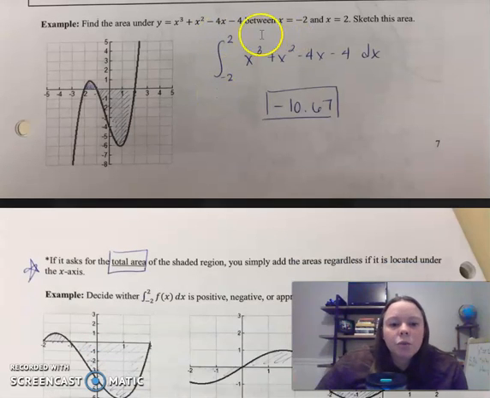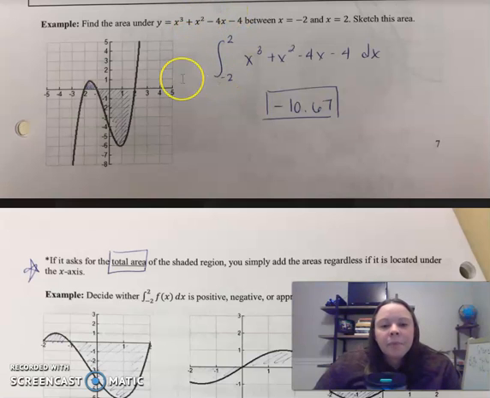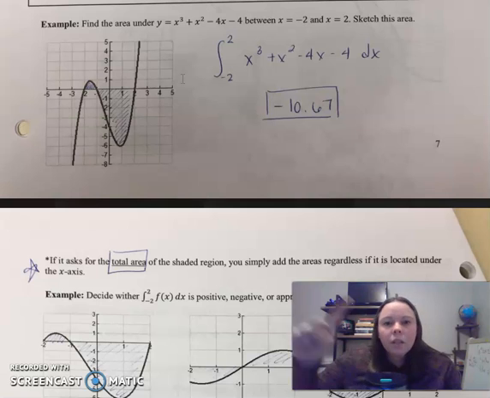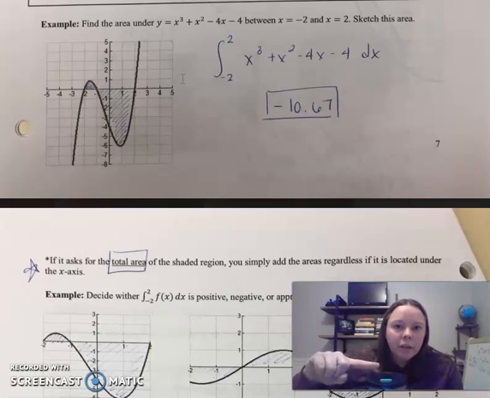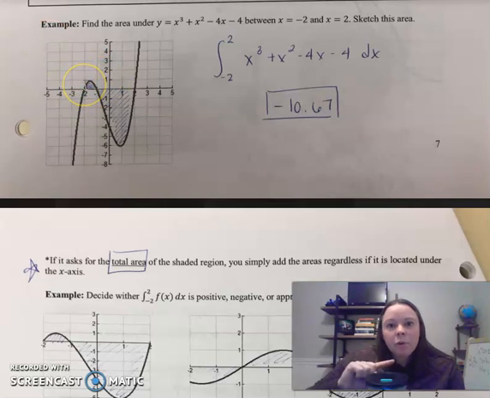What I like to tell my students when we talk about this in class is think about those cross-country runners that start at the high school, they go run to the church, and then they run back. So maybe the area above is them running to the church, and the area below is them running back to the school. So if it just said find the area under the curve, which would represent their distance that they ran, it'd be 0. But is that really how far they ran?